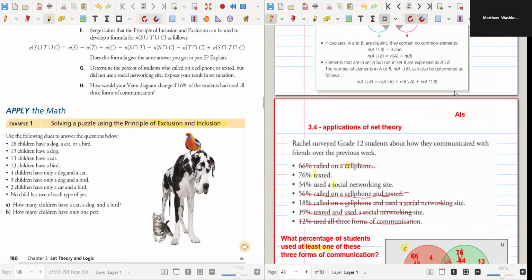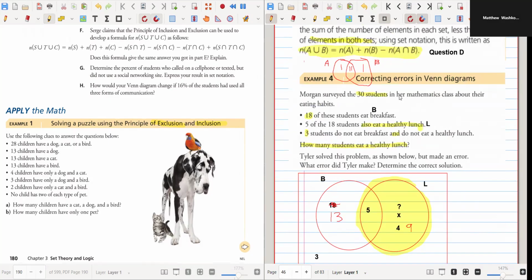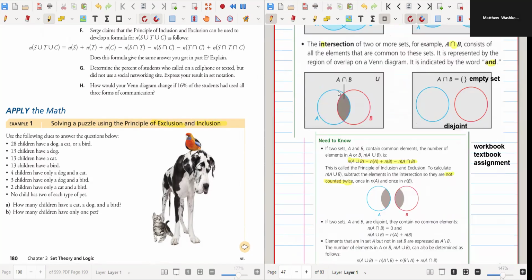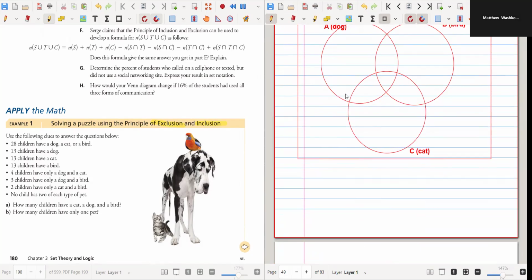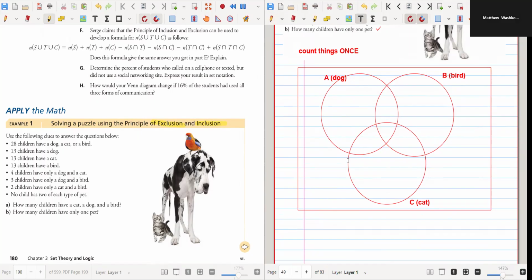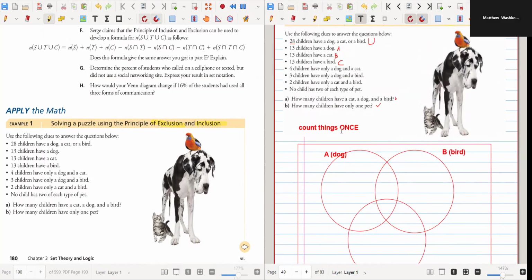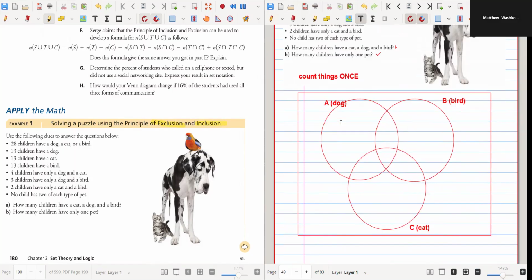So this is where we're going to use this concept of inclusion and exclusion, right? So let's start out with this here. I need to find how many children have a cat, a dog, and a bird. Before we get into that, let's map it all out. So we're going to have an equation. This is actually an equation question here.